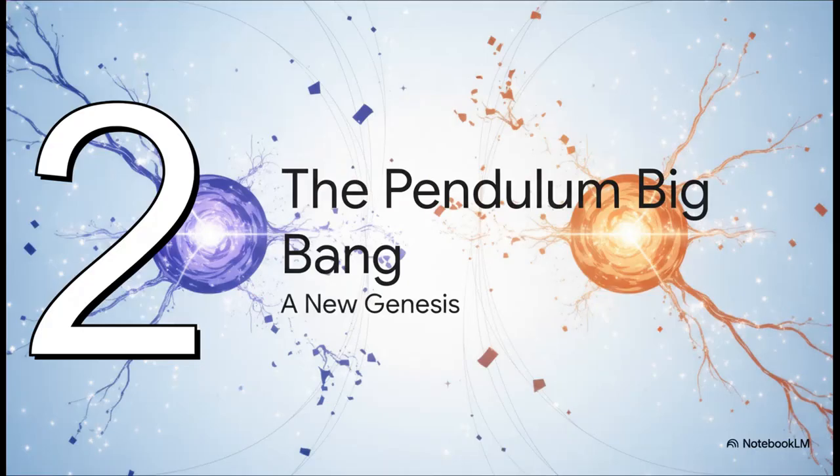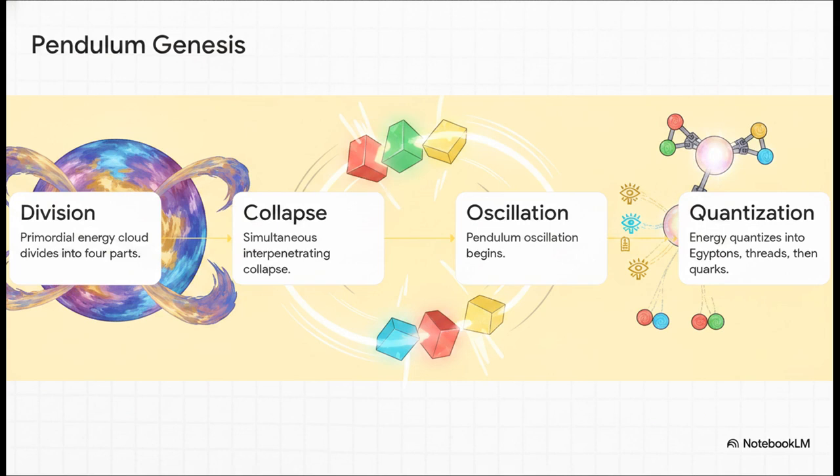That brings us right into Section 2, the Pendulum Big Bang, a new genesis. Okay, so forget the traditional idea of a singular point of infinite density. This alternative model starts with a dynamic, divided origin. Picture a primordial energy cloud cleanly splitting into 4 equal parts. Then, these 4 parts undergo this simultaneous, interpenetrating collapse. Because they crash into each other and pass right through, they spark a massive pendulum-like oscillation.